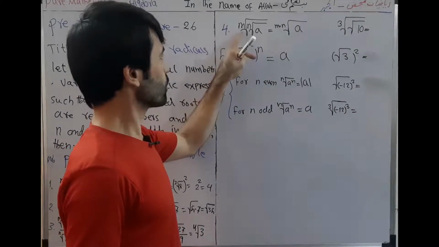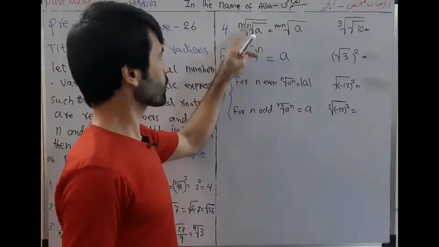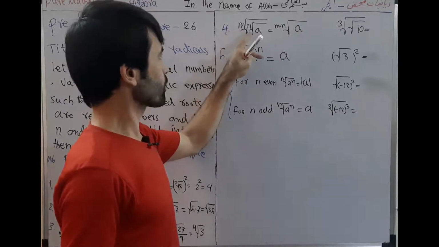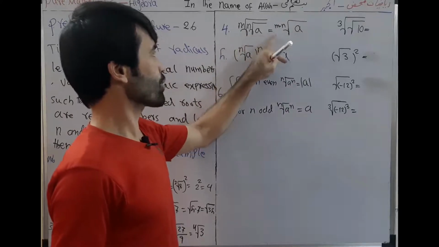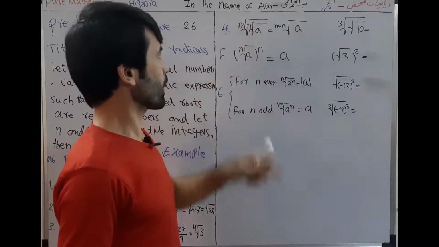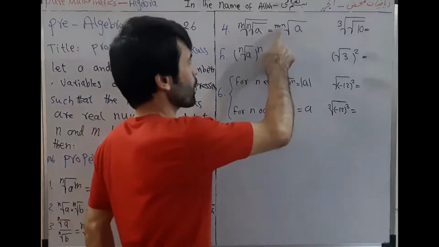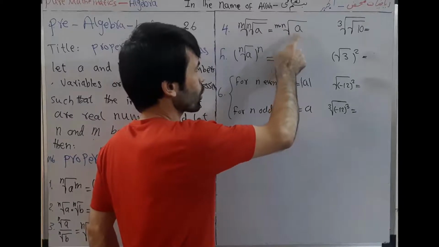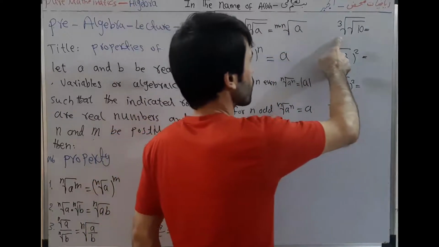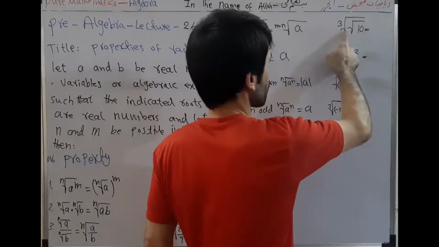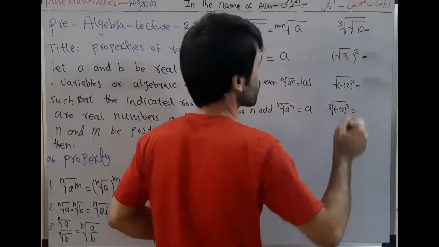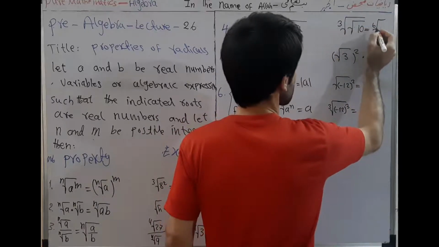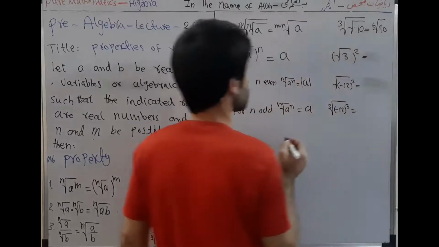Also here, if we have two roots which have different indices like this, m root of n root of a, it is equal to, we multiply the indices and write one radical: m multiplied by n root of a. Example, the third root of square root of 10 is equal to 3 multiplied by 2, which is 6, so the 6th root of 10.